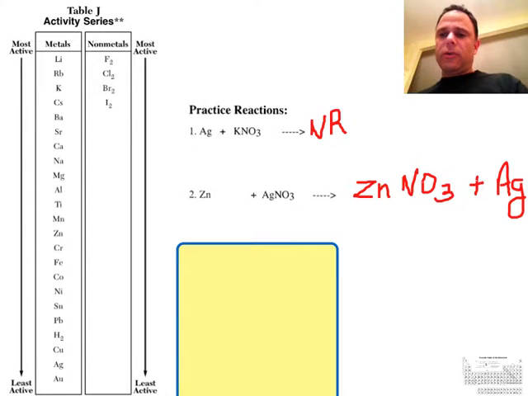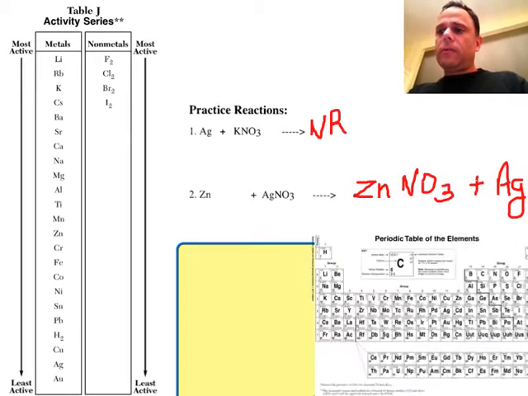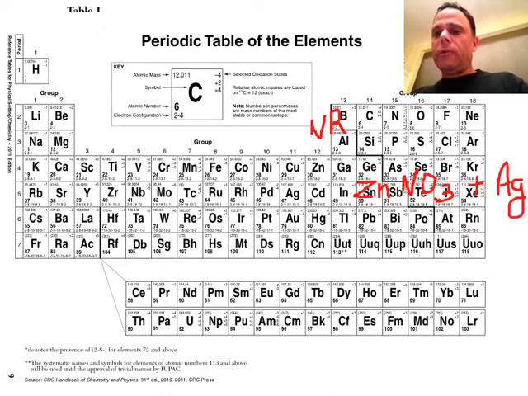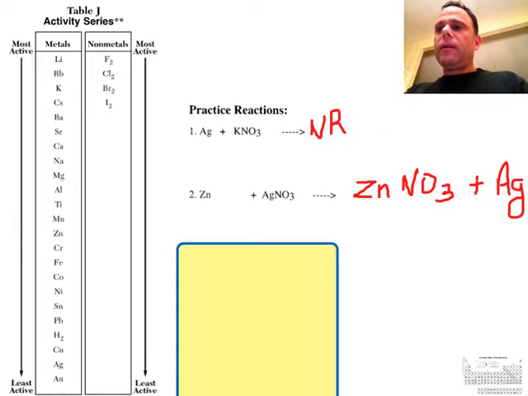But we have to consider something else as well. We have to say, is this balanced? Now we know that zinc, let me show you, is right here. And if you notice, there is a +2 with zinc. Now zinc likes to have a +2.